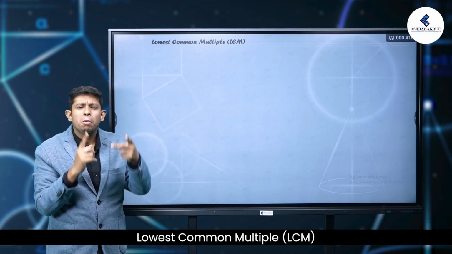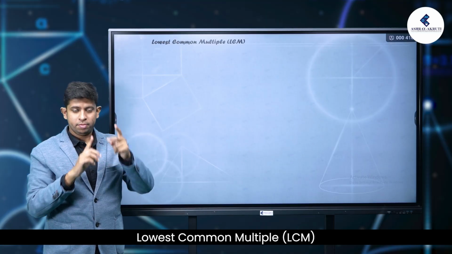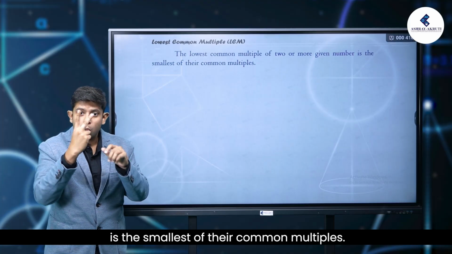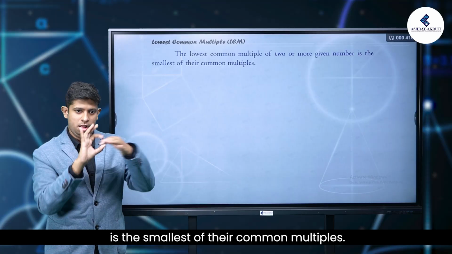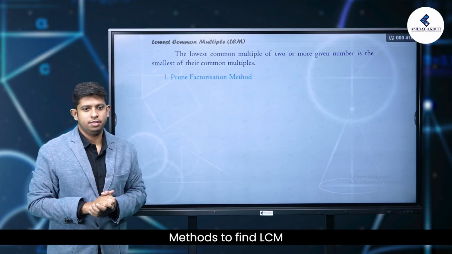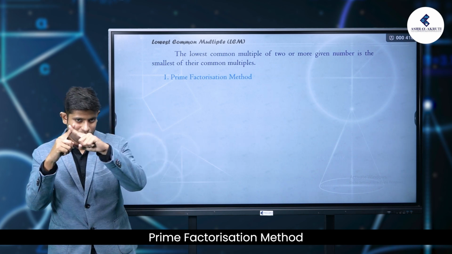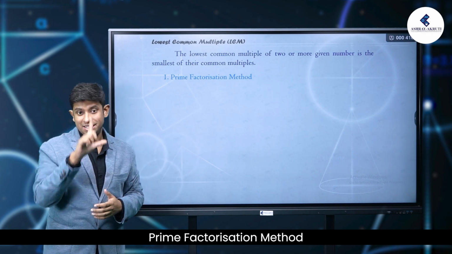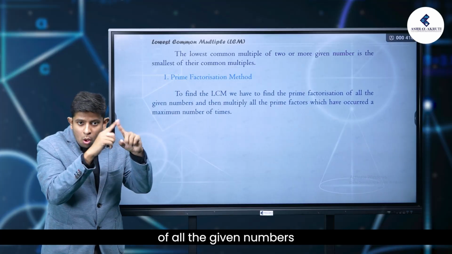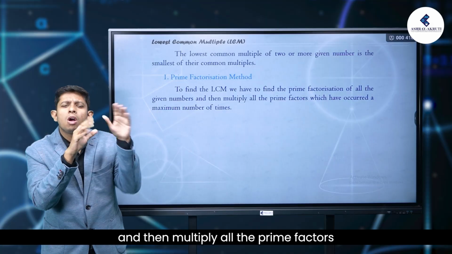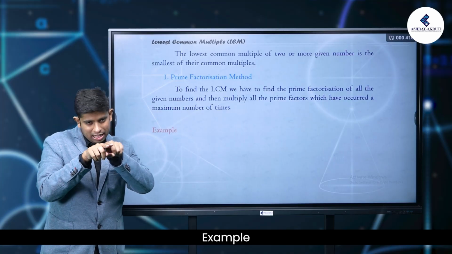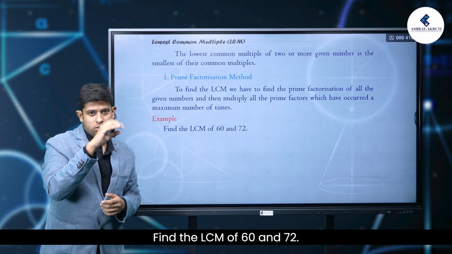Lowest common multiple, LCM. The lowest common multiple of two or more given numbers is the smallest of their common multiples. Methods to find LCM. Prime factorization method. To find the LCM, we have to find the prime factorization of all the given numbers and then multiply all the prime factors which have occurred a maximum number of times. Example: find the LCM of 60 and 72.